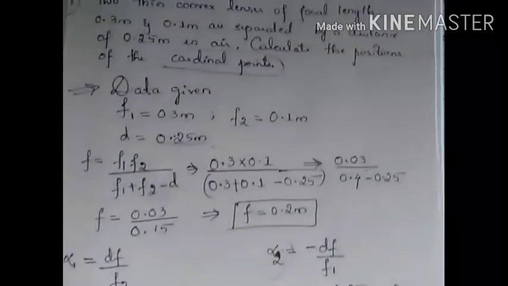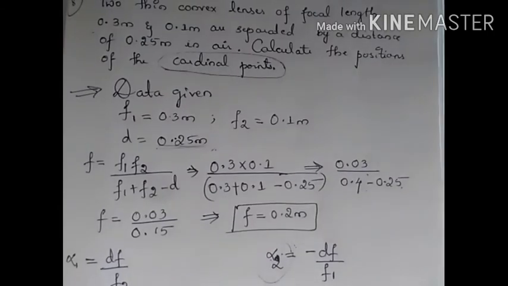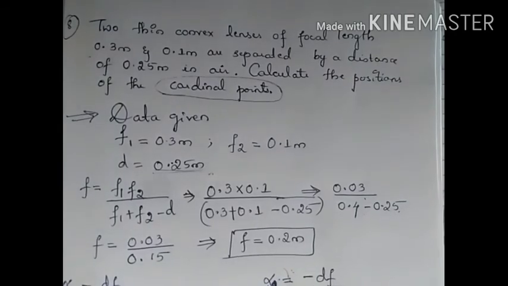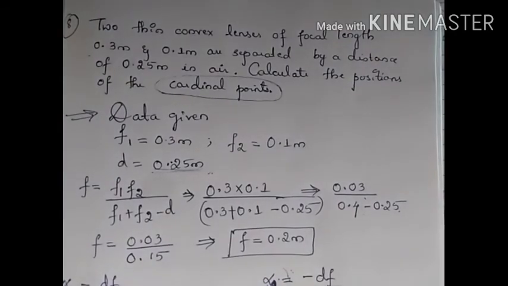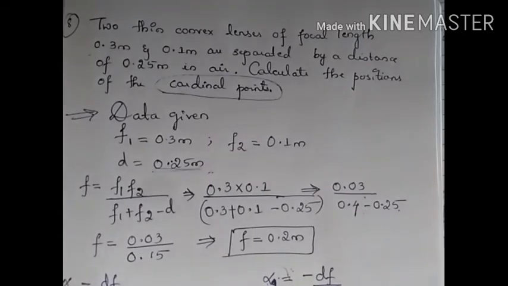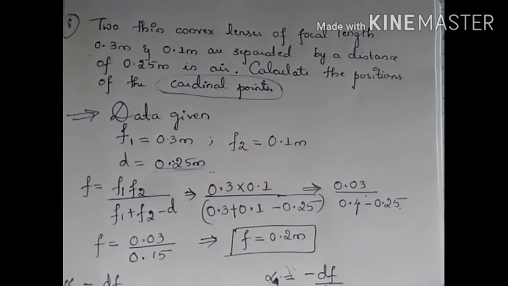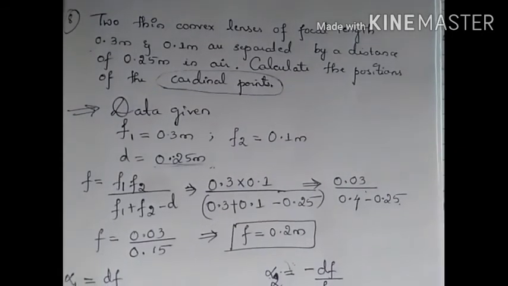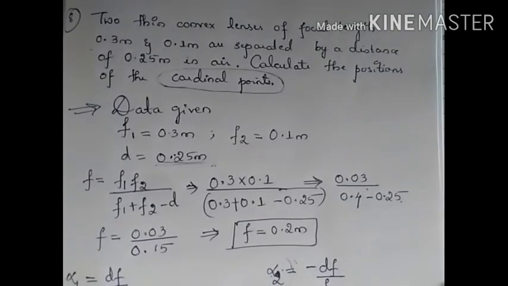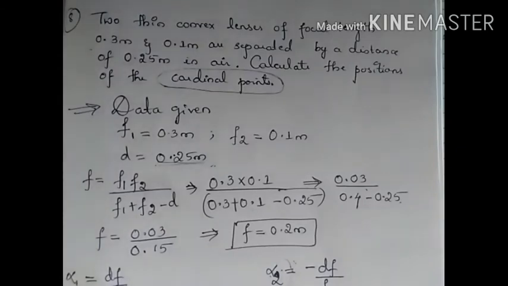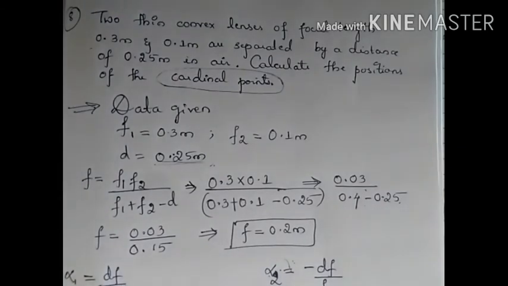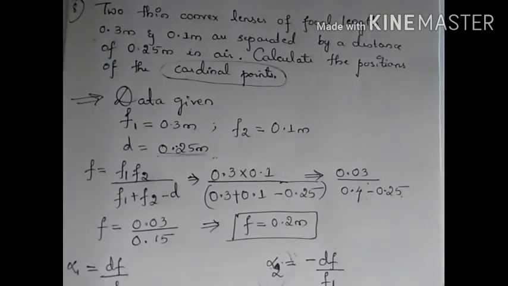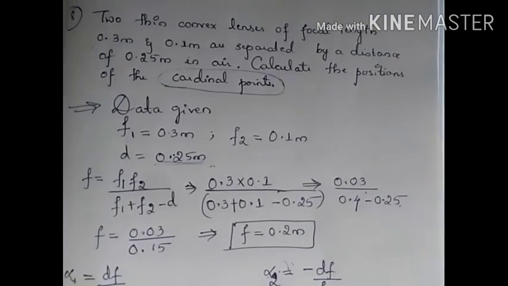He has asked us to find the cardinal points for the system whose lenses are separated by a distance of 0.25 meters, and this system is kept in air. So the object part and the image part, both are in the air medium, so you need not worry about the refractive index. The refractive index of the air medium is equal to 1. The refractive index has no unit, so n is equal to 1 for the system kept in an air medium. So that's it. This is the solution for the 8th question.